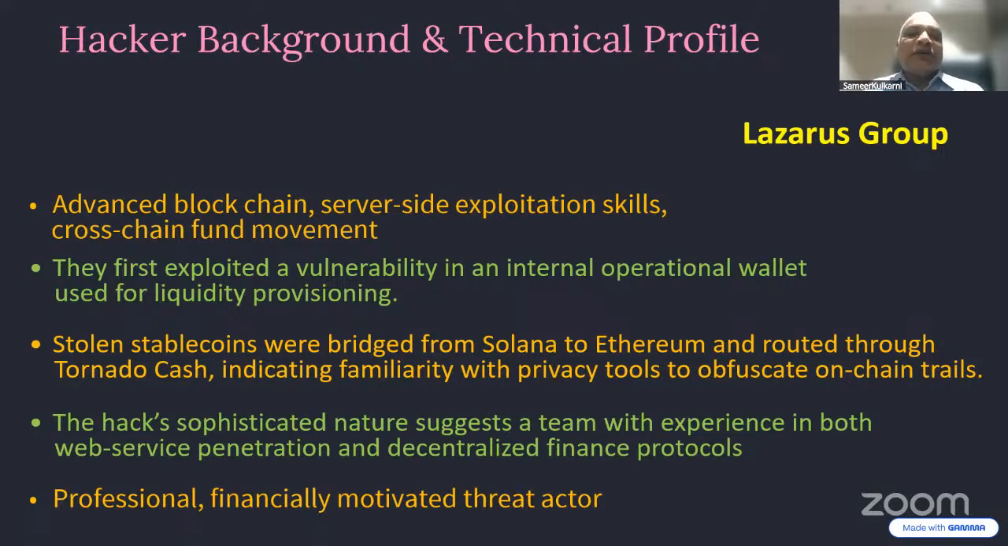So they first exploited a vulnerability in an internal operational wallet used for liquidity provisioning. How exactly it is done: for the authentication mechanism, there are some private key and public key pairs which the servers use for authentication purposes. So this private key was leaked, which was used to authenticate the transactions. The moment the hacker gets access to the private key, they can see what transactions are happening in the operational account.